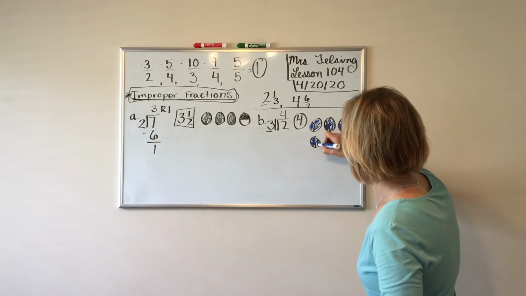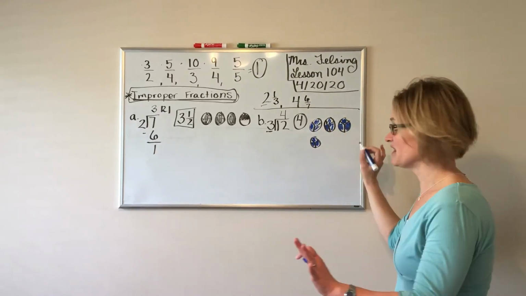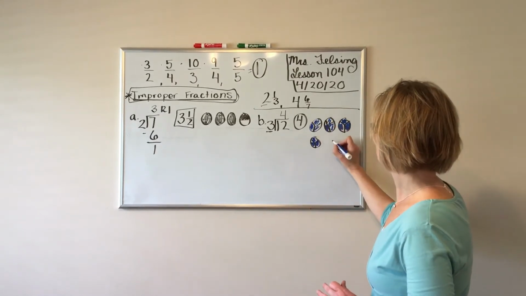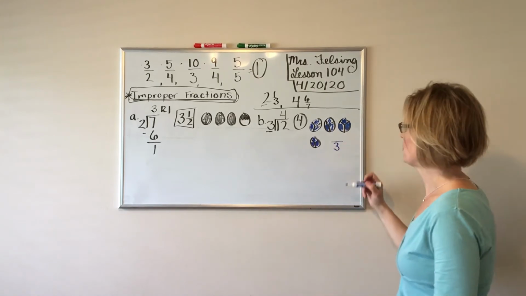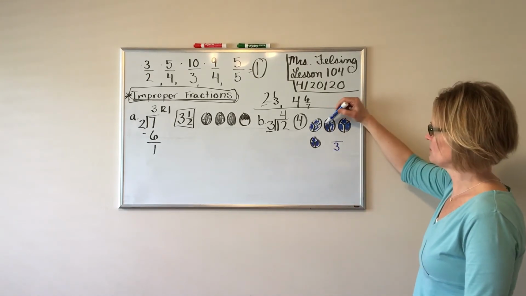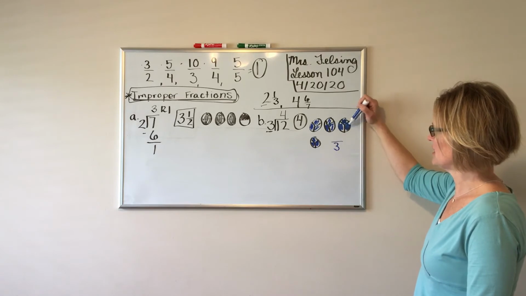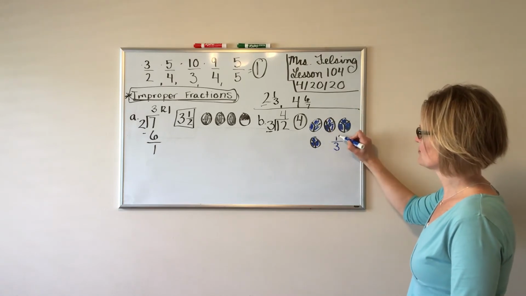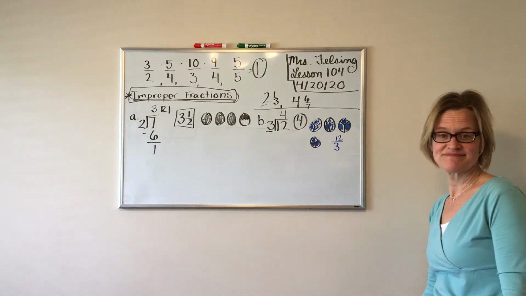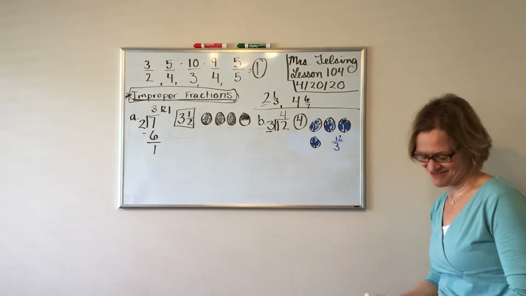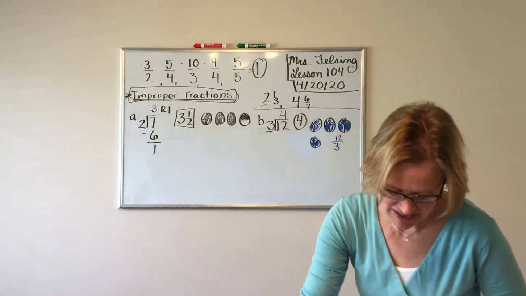Okay, so now we look over here. I'm just writing this down to check it. Everything is divided into 3s. Let's count how many we colored in. 1, 2, 3, 4, 5, 6, 7, 8, 9, 10, 11, 12. 12 thirds. That's right, isn't it? Okay. All right, let's go on with C.